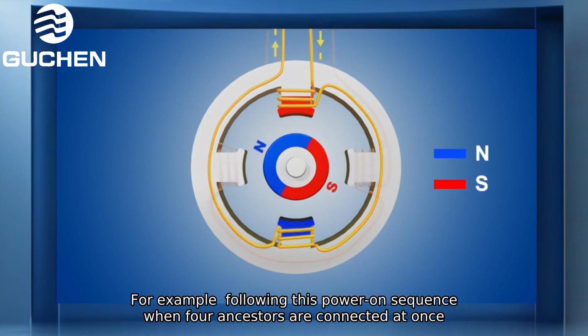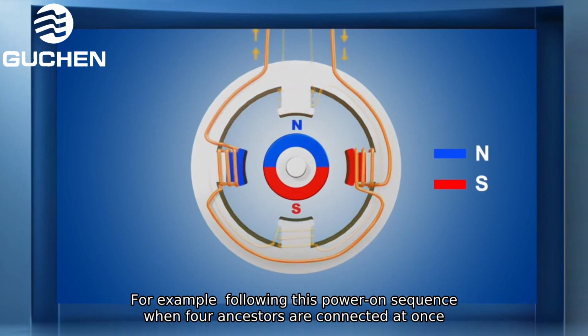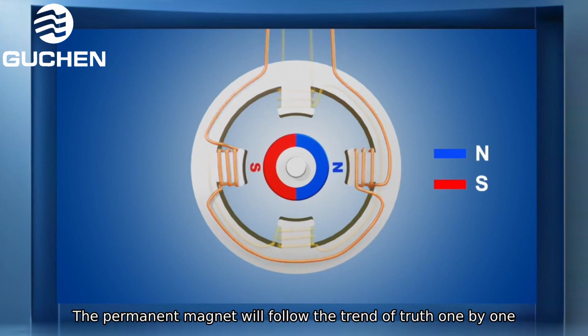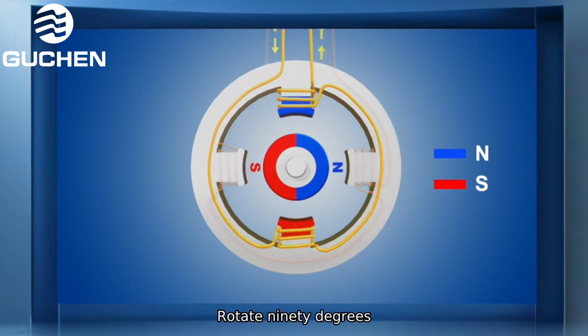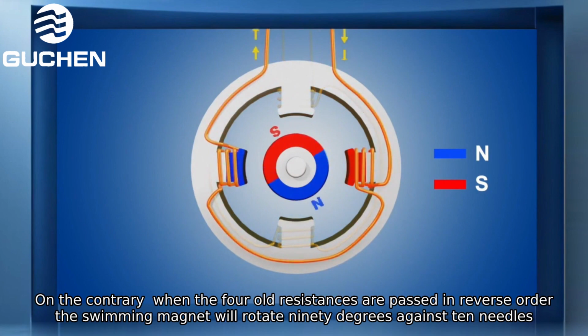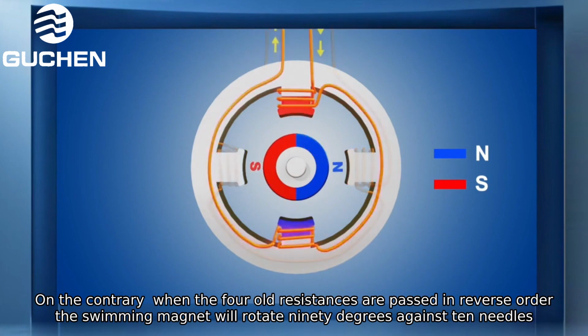For example, following this power-on sequence, when the four phases are energized one at a time, the permanent magnet will follow in order and rotate 90 degrees. On the contrary, when the four phases are energized in reverse order, the permanent magnet will rotate 90 degrees counterclockwise.